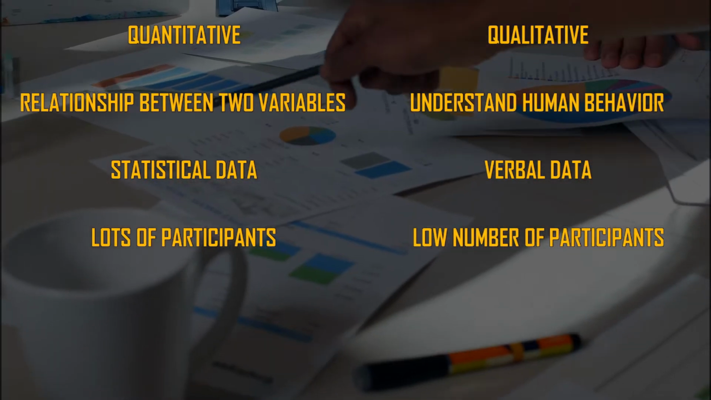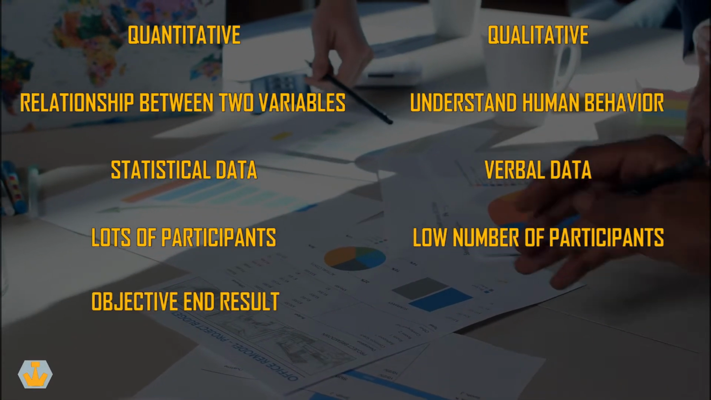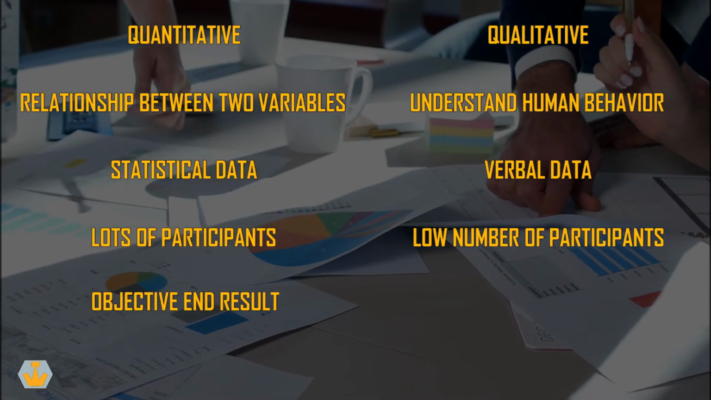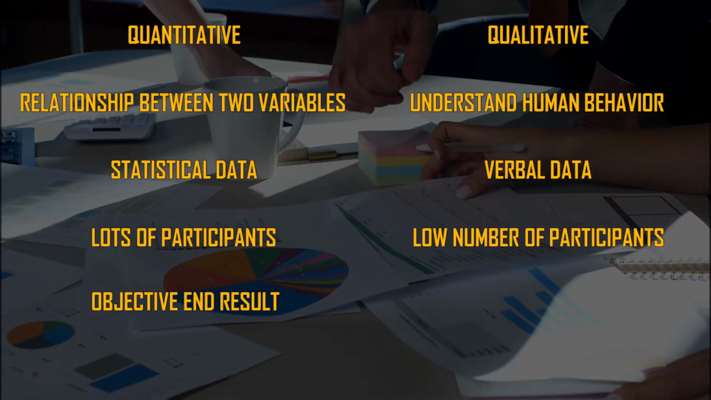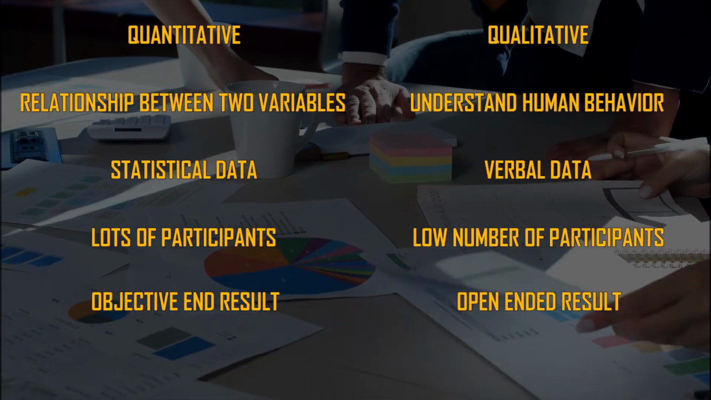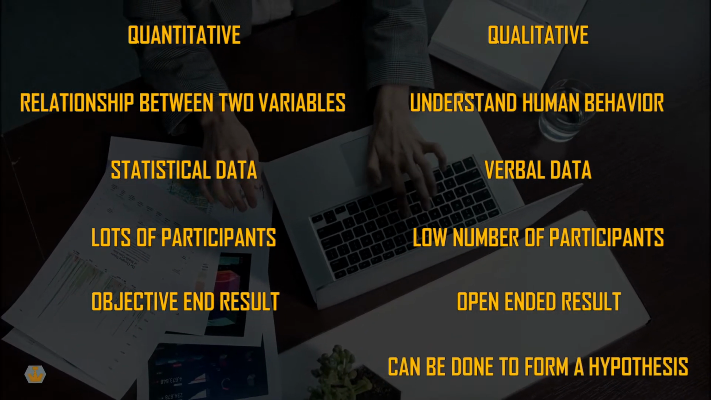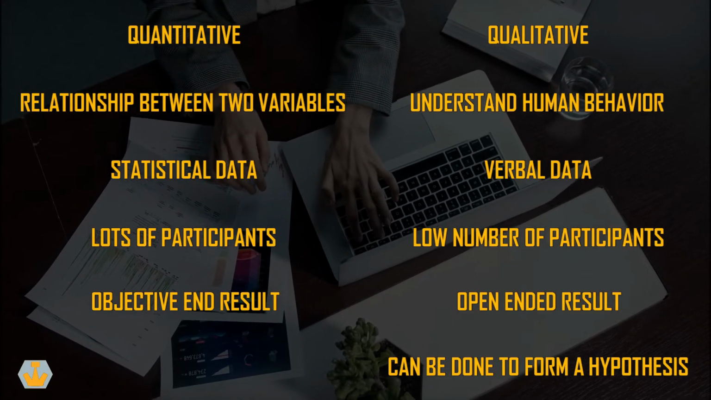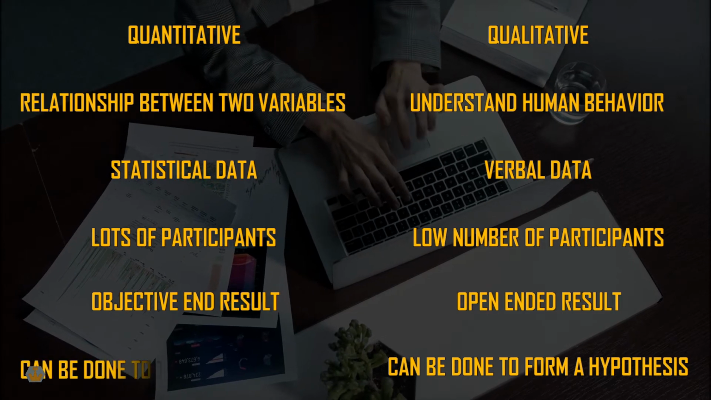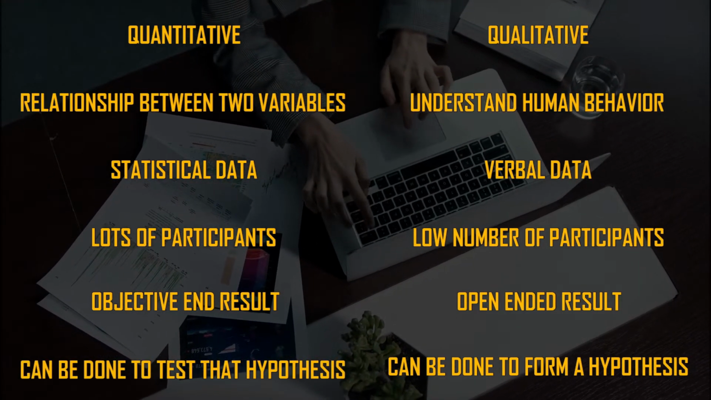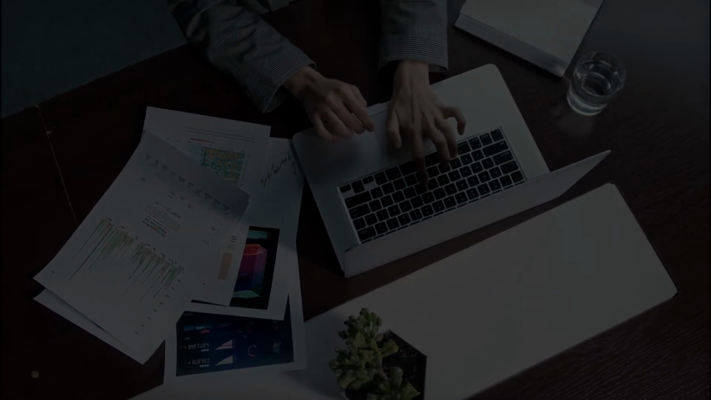The end result you get in quantitative research is objective, meaning you have the data in your hand with which you can come to a conclusion about something. And for qualitative research, your end result is still going to be open-ended. You can form your theories after conducting your qualitative research. There can be cases where you conduct qualitative research to form a hypothesis and then conduct quantitative research to test that hypothesis. I hope you understand the differences between qualitative and quantitative research.